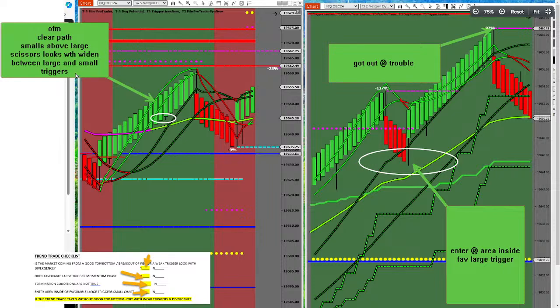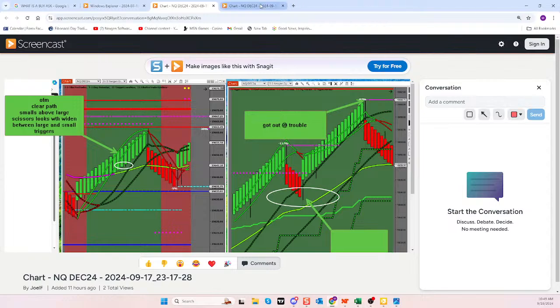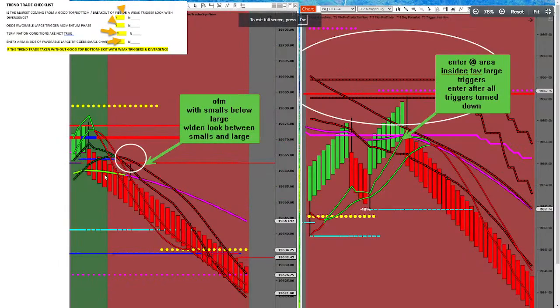Scissors looks widen. I love that he wrote out exactly what it looks like. And he gets in a couple ticks above the area of support inside of triggers. And he gets out right before trouble. Perfect trade. Absolutely beautiful. Really couldn't have done that one much better.